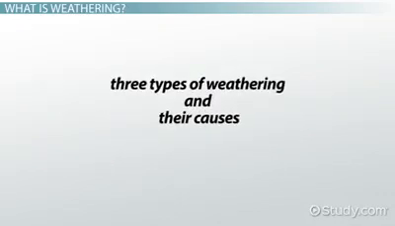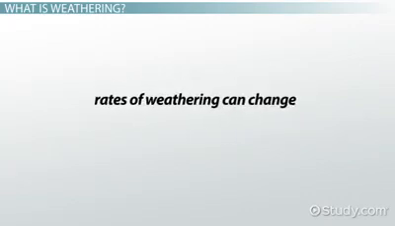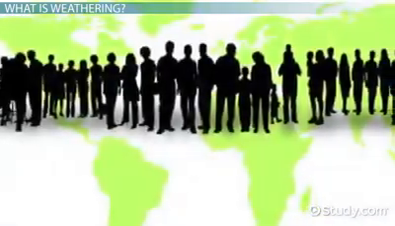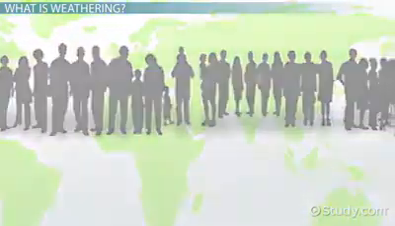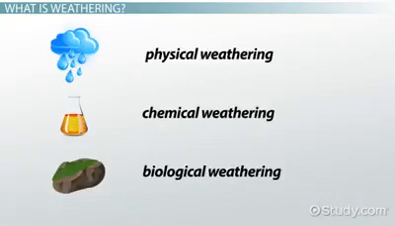In this lesson, we're going to look at the 3 types of weathering and their causes. Finally, we will examine how rates of weathering can change and how their impact on landforms is of great interest to humanity. But first, the 3 types of weathering: physical, chemical, and biological.